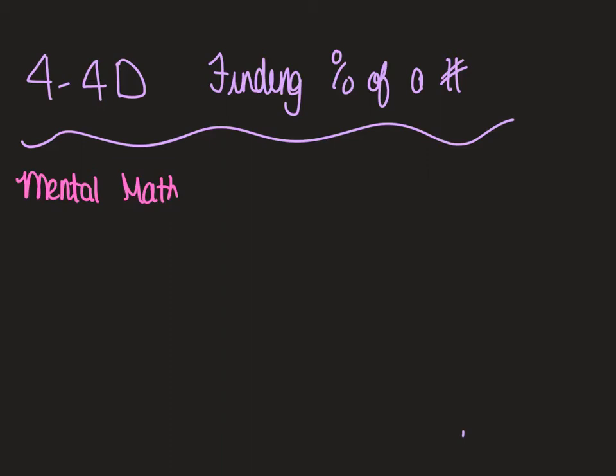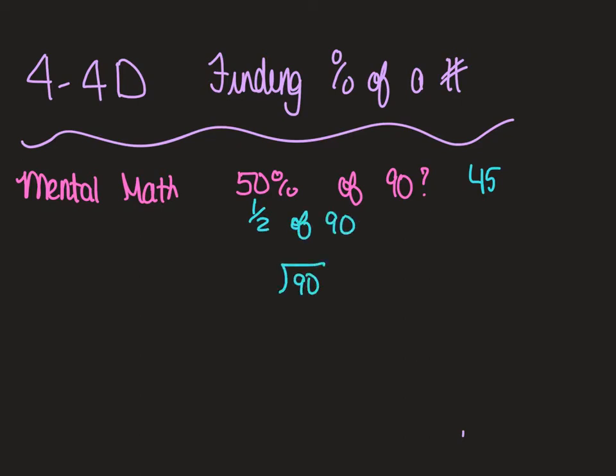Mental math, and I'll start you off with something like 50%. So let's try to, in our heads, figure out 50% of 90. What would 50% of 90 be? Well, it'd be 45. How did we figure that out? 50% is like half. We're doing half of 90. We're also taking 90 and dividing by 2. Cutting it in half is dividing by 2.